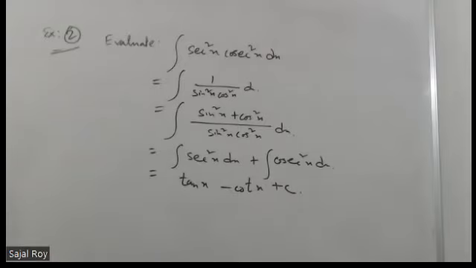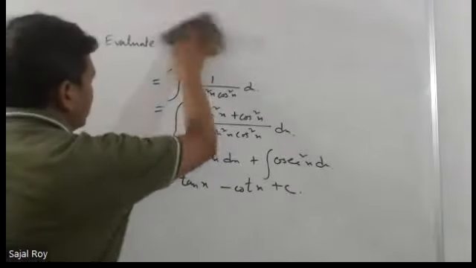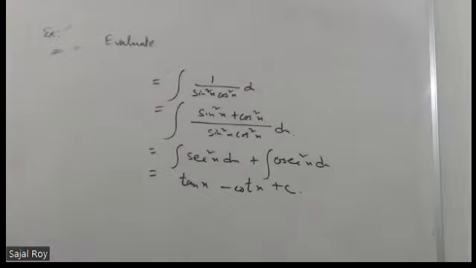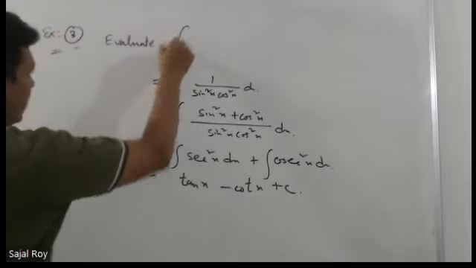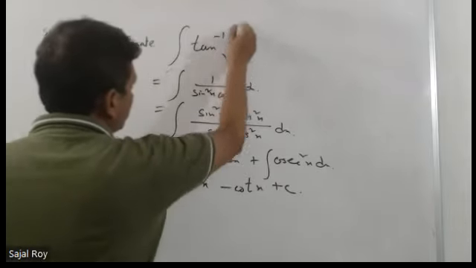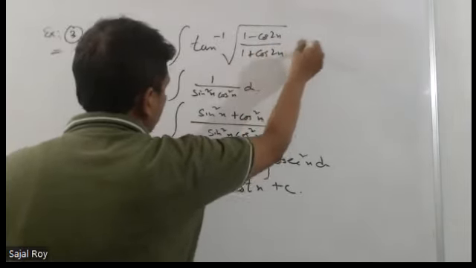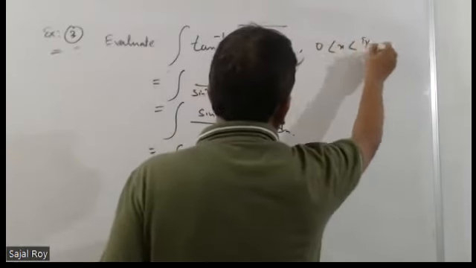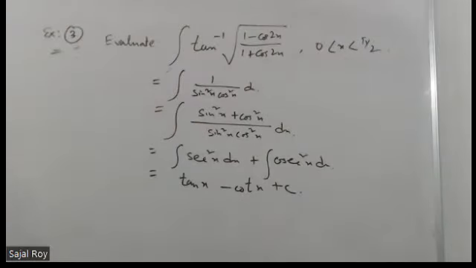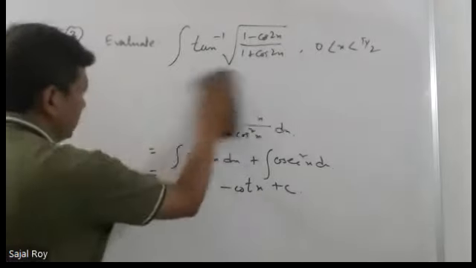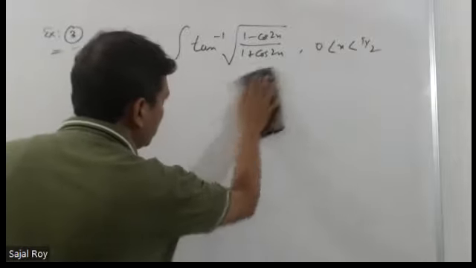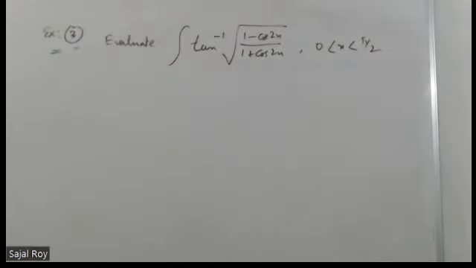Okay. Next, integration of tan inverse root over 1 minus cos 2x over 1 plus cos 2x, 0 less than x less than pi by 2. One minus cos 2x by 1 plus cos 2x.